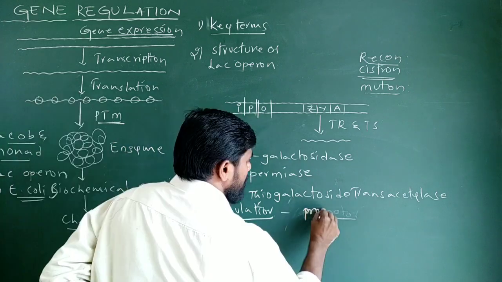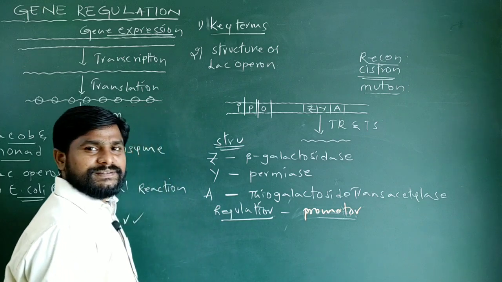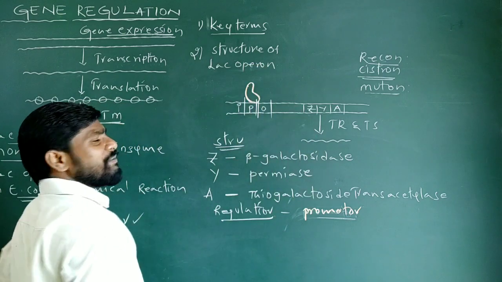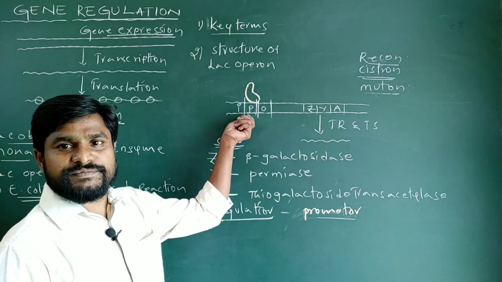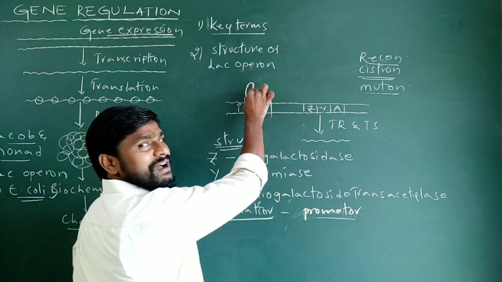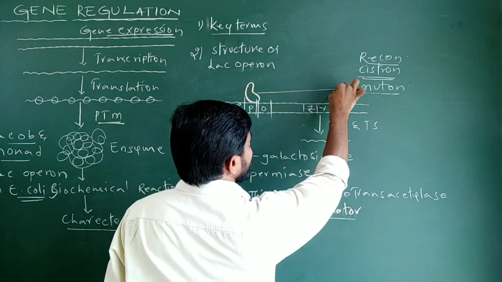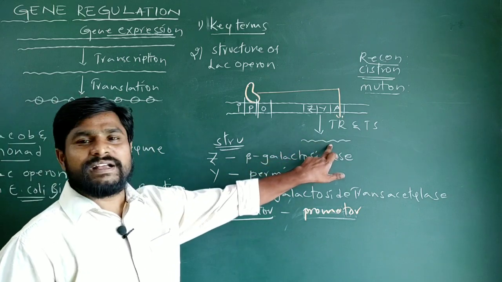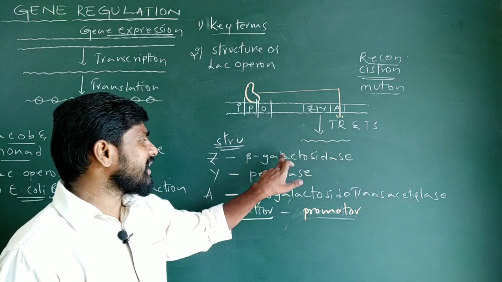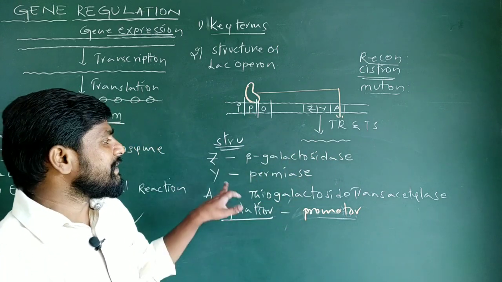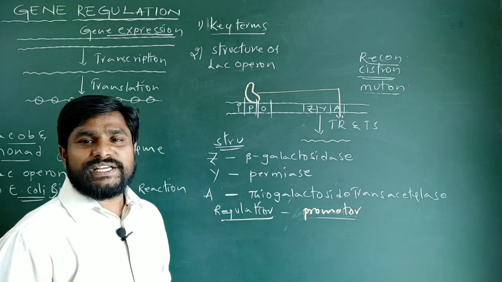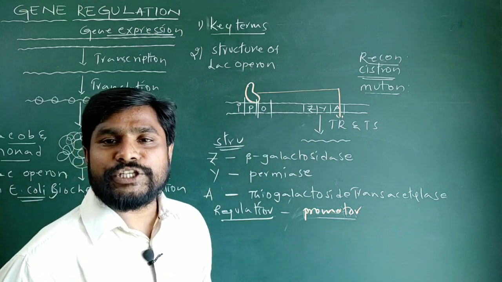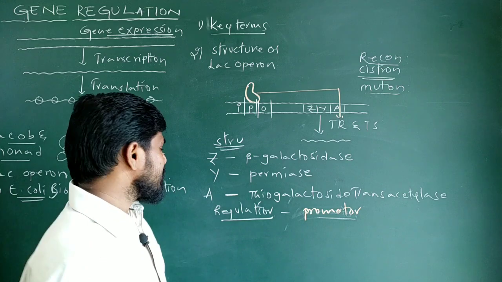First, let us start with the promoter. What is the promoter? The promoter is the region where the enzyme RNA polymerase can bind to the operon, so that after the binding of RNA polymerase, the initiation of transcription and translation starts, finally resulting in the synthesis of the polypeptide chains: beta galactosidase, permease, and thiogalactoside transacetylase. So the promoter is the region where RNA polymerase binds to the operon and initiates transcription and translation.